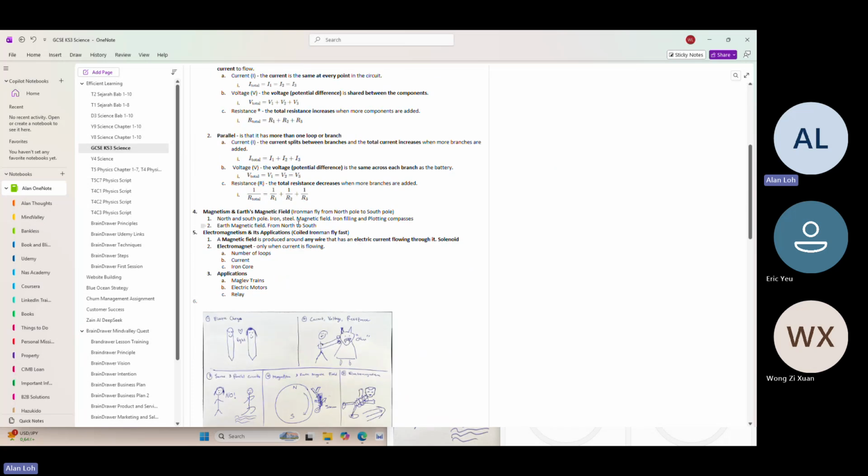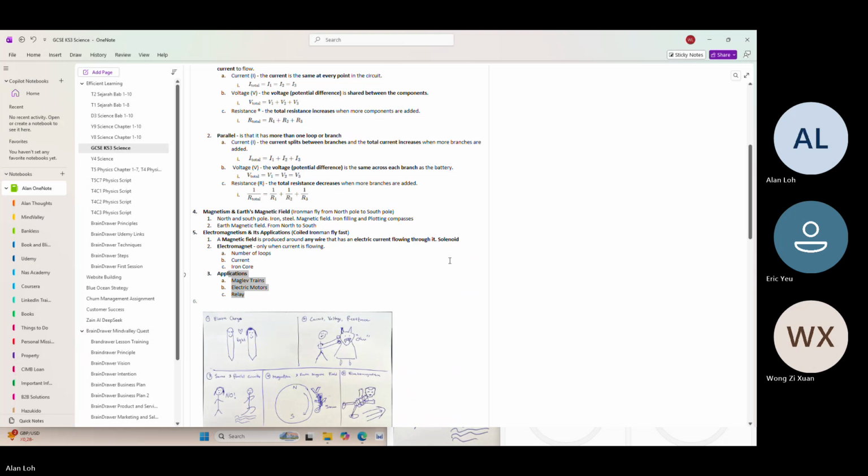Then magnetism, you have the north pole and south pole. Electromagnetism, you have the electromagnet, where you can control the strength of the electromagnetism based on the loops of the coil, the current, and also the type of the material, whether it's iron or steel or something else. And there's applications that's being used using this electromagnetism. So this is to give you a refresher.